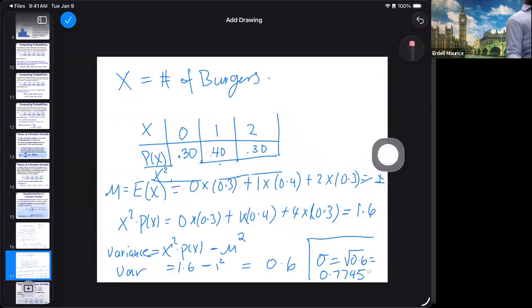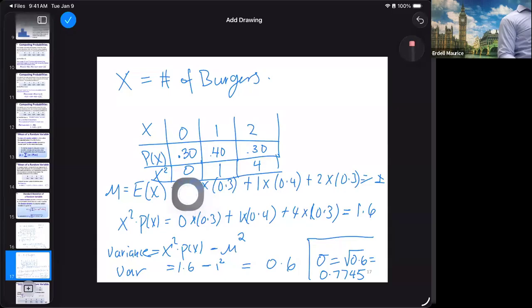Yes? The next thing we do is we extend the table. And so we're adding these points right here, 0, 1, and 4. How did I get 0, 1, and 4? I have to take this and raise it to the second power. Yes? 0 squared is 0, 1 squared is 1, 2 squared is 4. And then I do a similar process, except I use these two rows instead. So I go 0 times 0.3, 1 times 0.4, and then 4 times 0.3. And I add all those up. And that gives me an answer of 0.6.